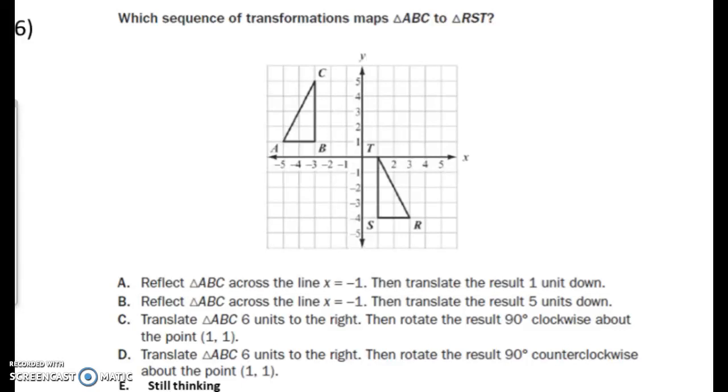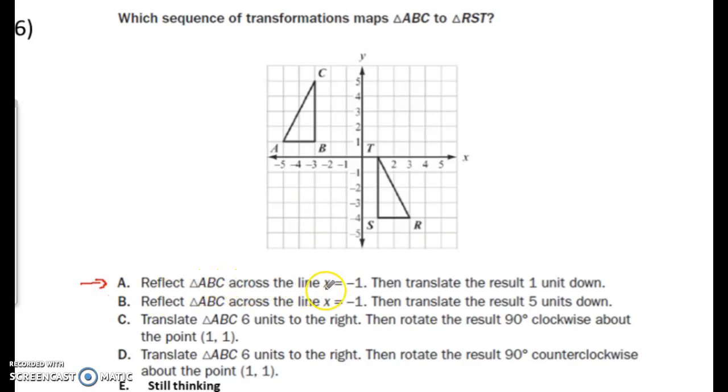Which sequence of transformations maps triangle ABC to triangle RST? All right, so for me, there's no super easy magic way to do this. I just try each one of them. So I'm going to start with A and I'm going to try it.